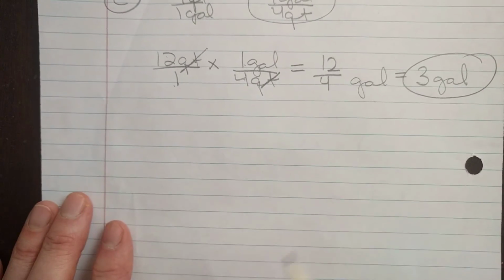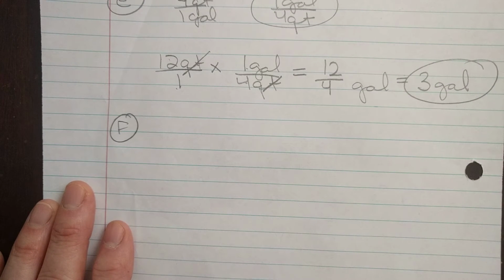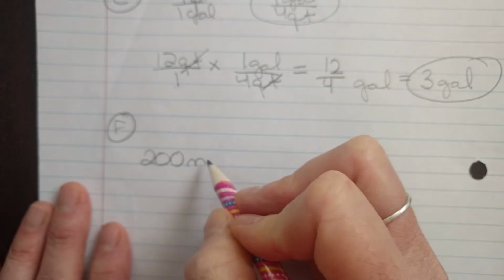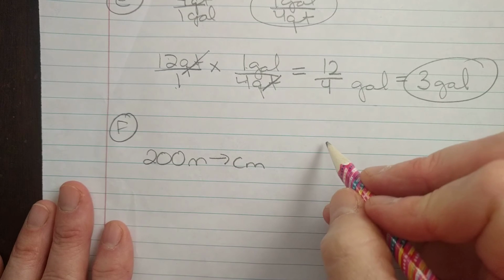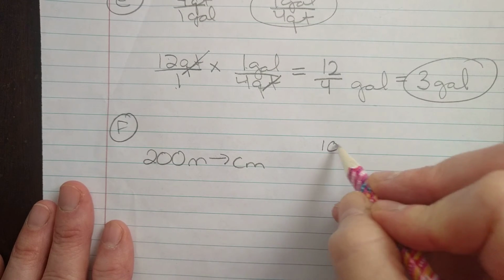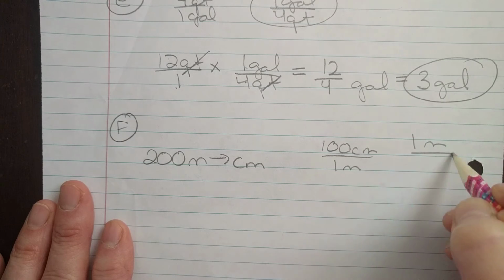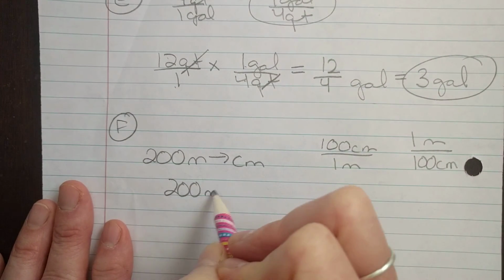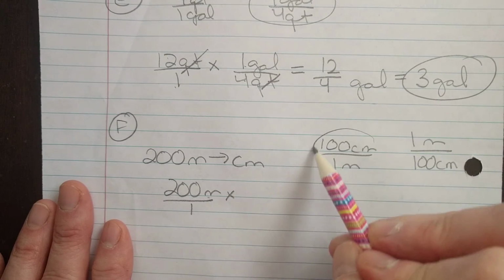For F, it says use unit multipliers to convert 200 meters to centimeters. So we're going 200 meters to centimeters. And from previously, we had these 2 unit multipliers. 100 centimeters is 1 meter, and 1 meter is 100 centimeters. We need to use the unit multiplier that has the unit we're trying to get rid of in the denominator. So that will be this one.